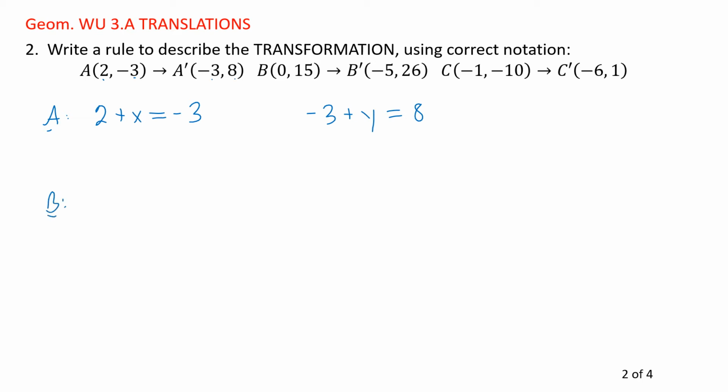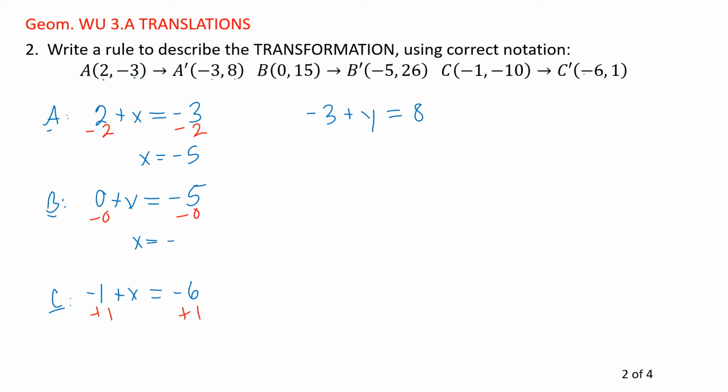You don't have to do it on all 3. On C, you take -1, add x to it, and you will end up with a -6. And then just solve this. They should be the same thing for all of them. So in this case, x equals -5. That is the side-to-side translation. Of course, that's going to be x minus 5.